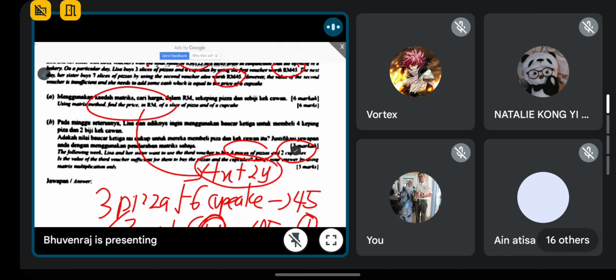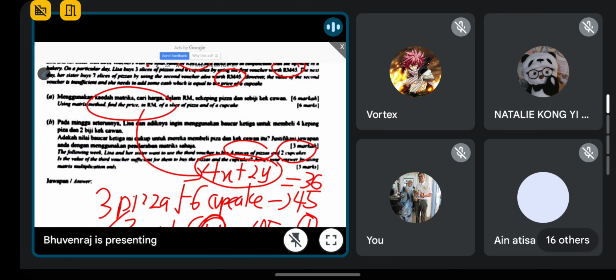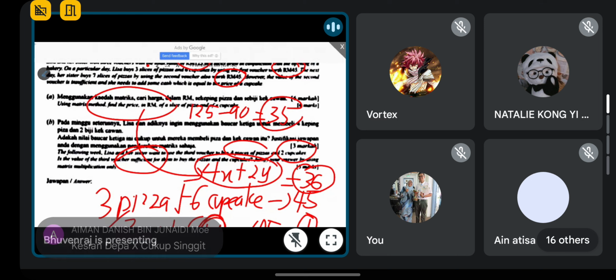The total. What is the value for this expression when x is 7, y is 4? 36. Yes, very good. So that's why kamu boleh buat kesimpulan, conclude that the voucher is insufficient lah. Third voucher not cukup, because 36 is greater than 35. Yang just now you calculated lah, 125 minus 90 is 35 one. So therefore it's insufficient lah.